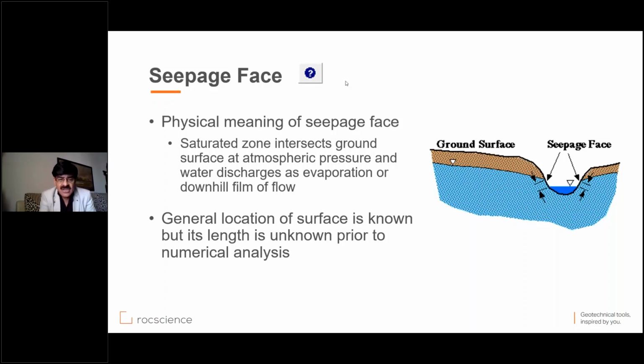And the general location of these surfaces is known, but the length of these surfaces is unknown prior to numerical analysis. But after carrying out the numerical analysis, you would know the lengths of these surfaces which are assigned the seepage phase boundary condition.